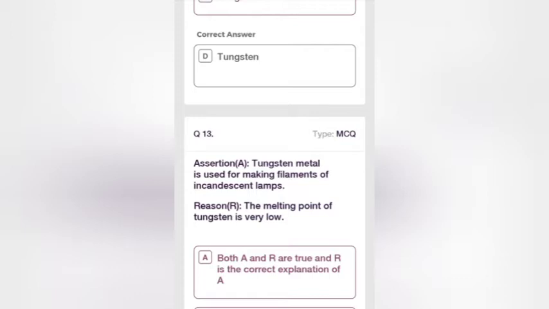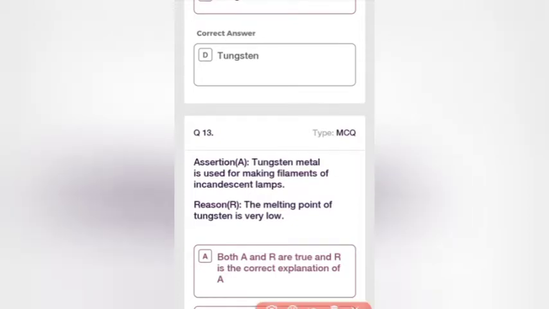Assertion and reason type question. Tungsten metal is used for making filament of incandescent lamps. The melting point of tungsten is very low. That's right. First one, assertion is true because we use tungsten for making the filament of incandescent lamp.